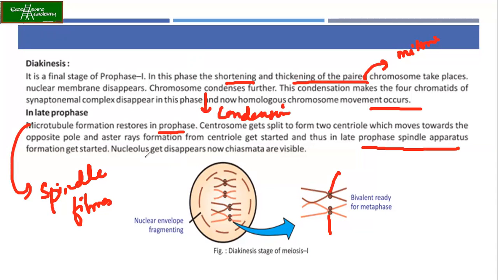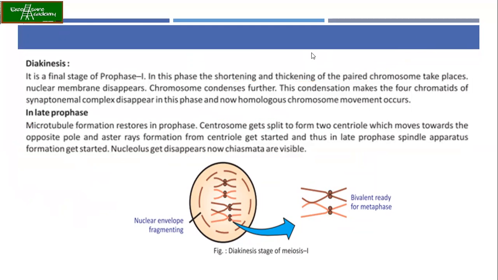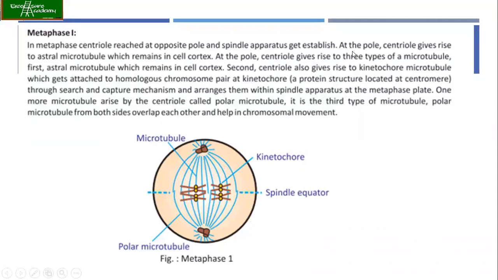Okay. Now the nucleolus disappears and chiasmata are visible. So this is the last stage of prophase 1 called diakinesis. So now prophase 1 is completed. Okay. Please remember we are talking about meiosis 1 now. Now, the second stage is called metaphase 1. So again, it is similar to the metaphase of mitosis, which we have learned already.